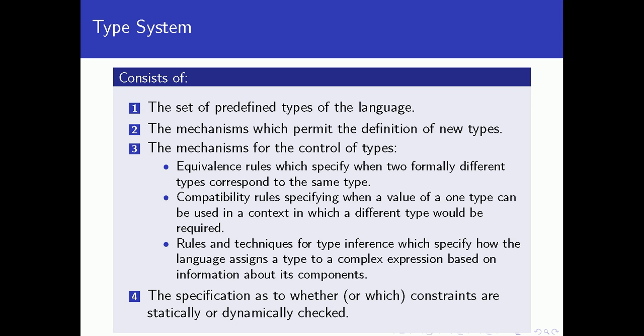Then number three is our mechanisms for the control of the types. For example, equivalence rules, which specify when two formally different types correspond to the same type.